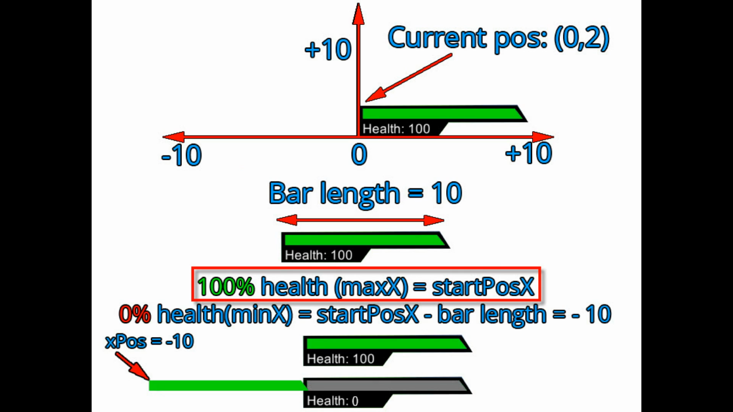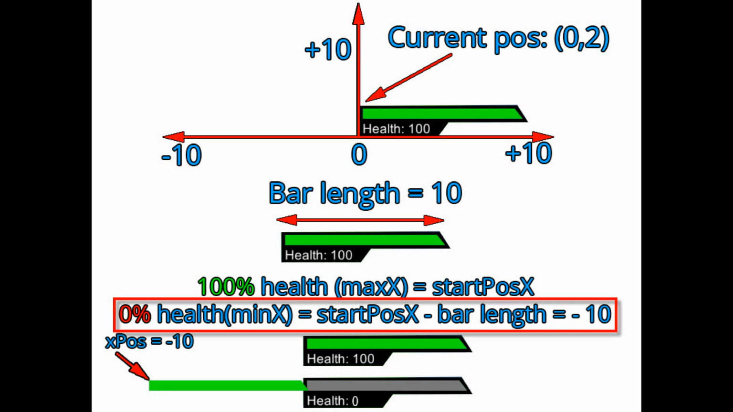Because the position our bar is placed in when we start our game is the position it needs to have when we have 100% health. That means that the maximum value of our x-coordinate is the x position when we start. That also means that we can figure out what position we need when we have 0% health by taking the starting position of x and deducting the length of the bar from it.